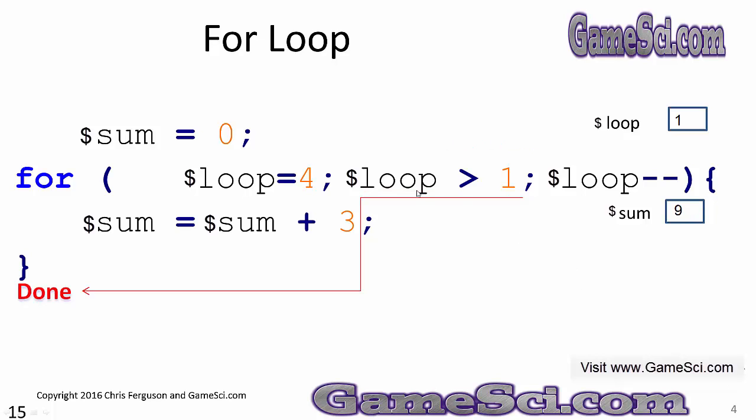Excellent. Remember, when the condition goes false, the loop is done. Continue on with the program. There you have it, a for loop. This thing, I believe, executed 3 times. Because this line of code executed 3 times, the variable sum had a 9 in it at the end. That's how a for loop looks. Let's look at one other type of loop.